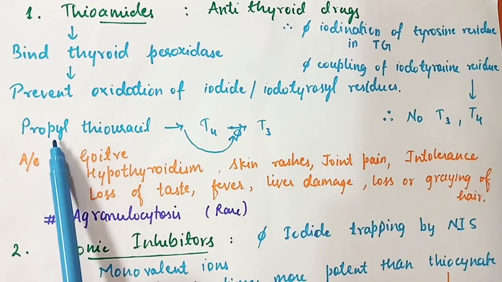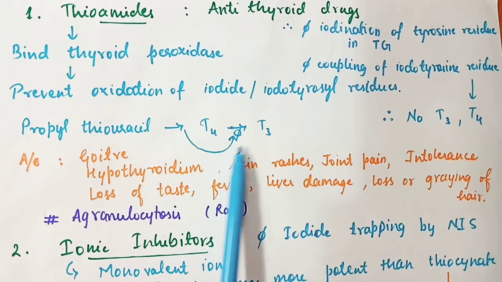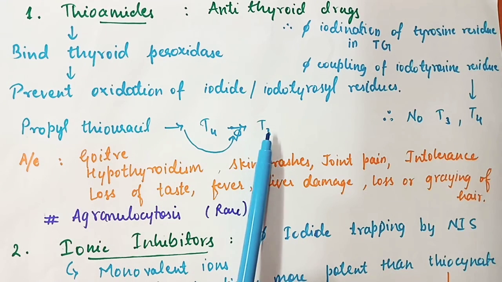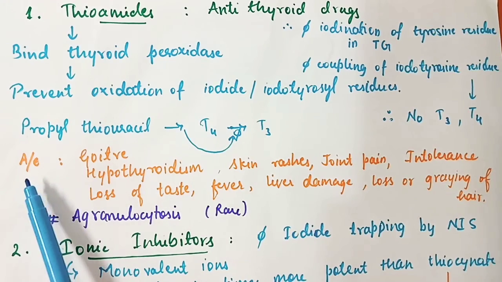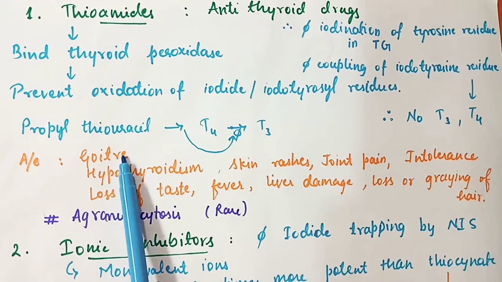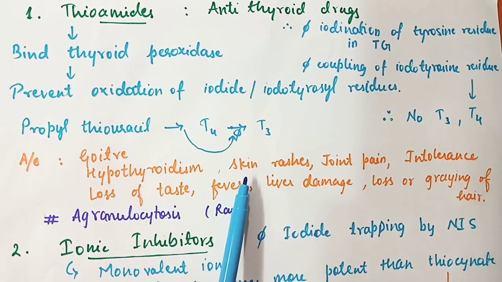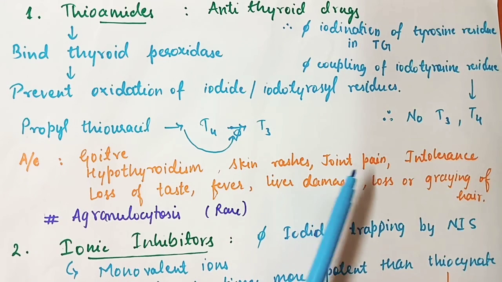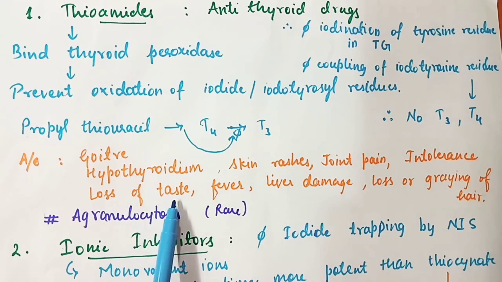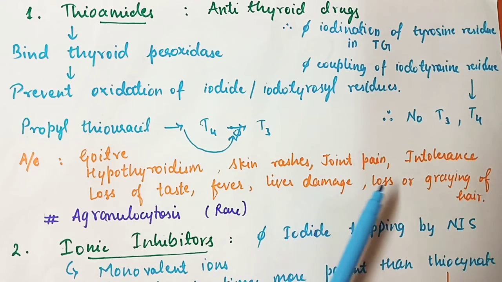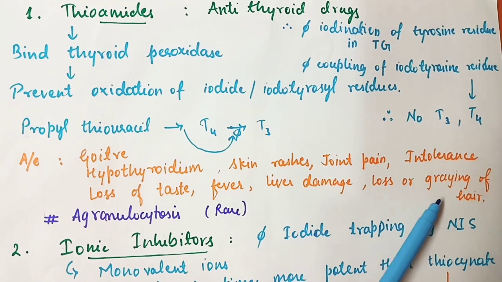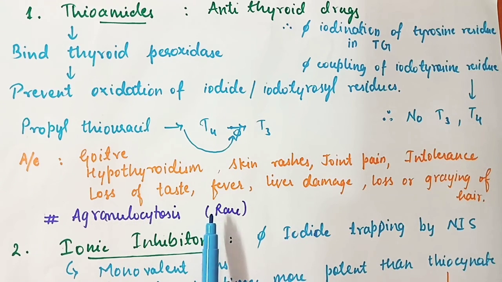So basically propylthiouracil goes and inhibits the conversion of T4 to T3 also. The adverse effects of thioamides are goiter, hypothyroidism, skin rashes, joint pain, intolerance, loss of taste, fever, liver damage, and loss or graying of hair is rare. As well as agranulocytosis also takes place, that is also rare.